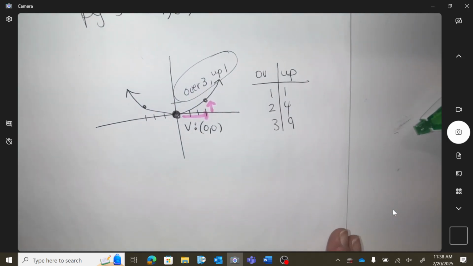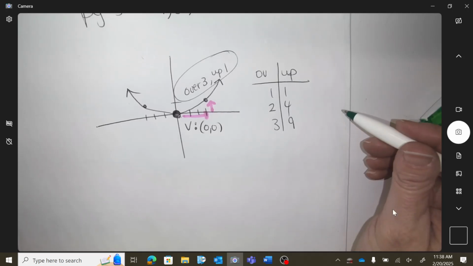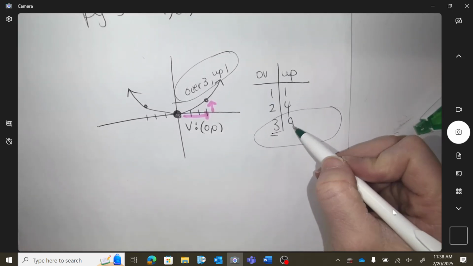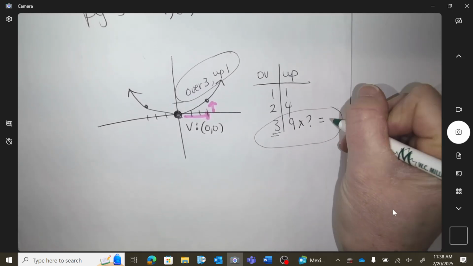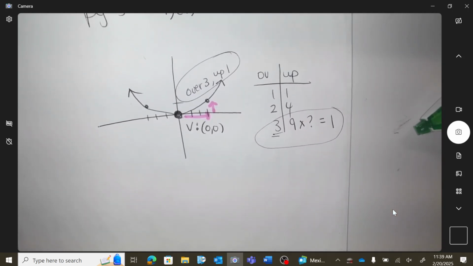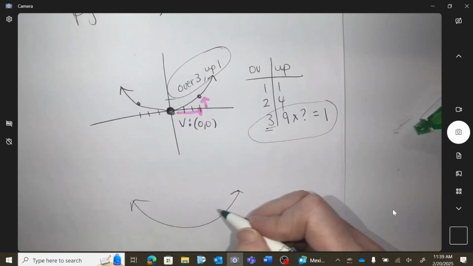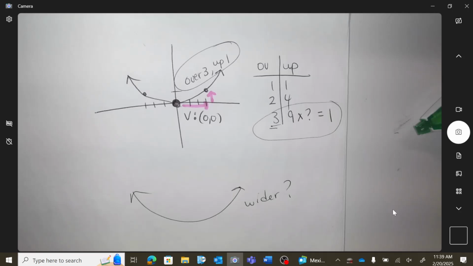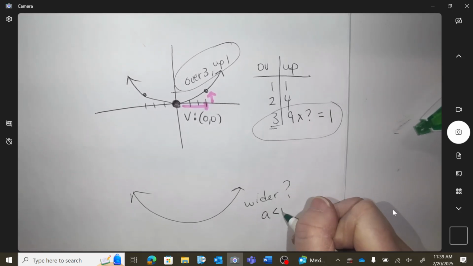Okay. So I'm dialing in here. I went over 3. I should have gone 9, but I just went 1 instead. So what is my multiplier? Okay, and here's my hint. Do you remember what makes it wider? What's going on with A if you're wider than normal? A is less than 1.